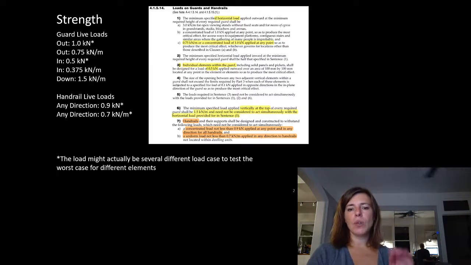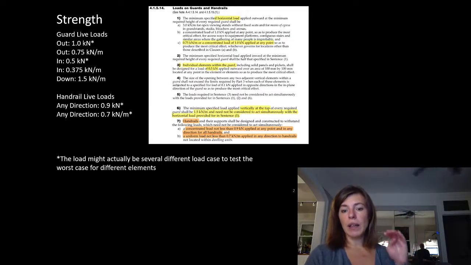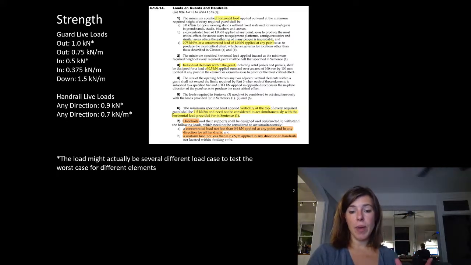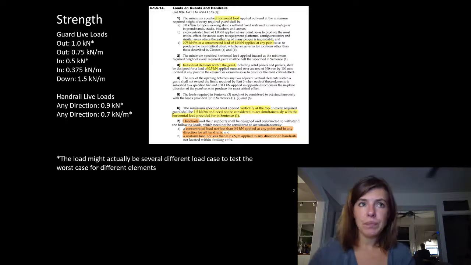And so it doesn't matter if it's taller. The point loads or the line loads we would use for a guard don't have to happen higher than that. There are other things that can impact the load on a guard, though, that could end up governing. So I'll talk about that in the next slide.